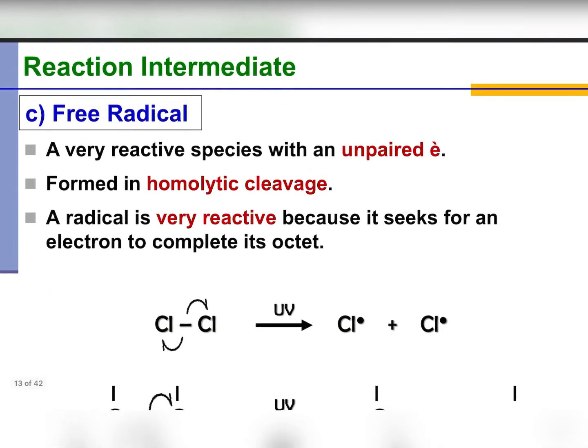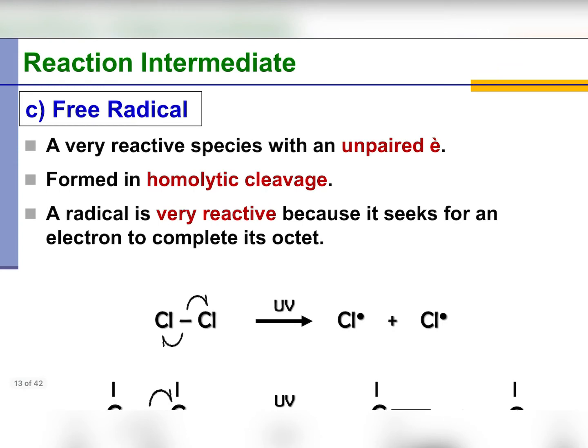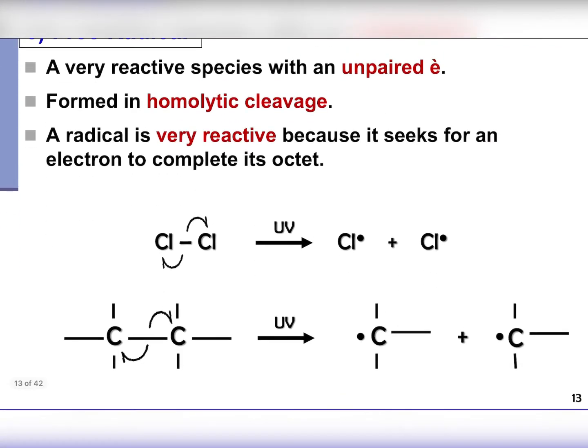So the next one adalah free radical. Free radical is a very reactive species with an unpaired electron formed in homolytic cleavage. Yes, hasil pembahagian sama rata itulah yang menyebabkan terhasilnya free radical. And radical is very reactive because it seeks an electron to complete its octet. Yalah, sebab dia unpaired, dia kena cari pasangan dia. Dekat bawah ni, ini explanation on how free radical is formed.